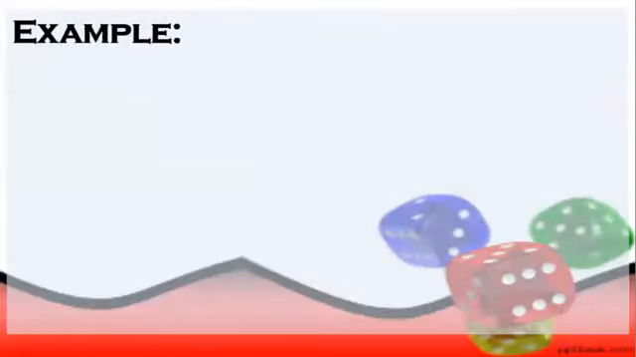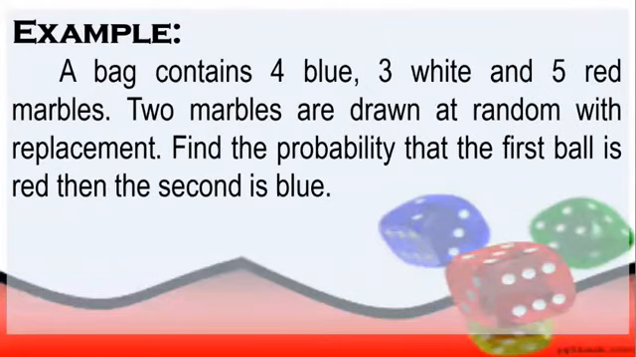Let's have for this example, a bag contains 4 blue marbles, 3 white marbles, and 5 red marbles. So 2 marbles are drawn at random with replacement. So ibig sabihin po, pagkabunot po ng isang marble, ibabalik po ulit yung marble na nabunot na yon. So, we can say that this problem is an independent event since hindi po maapektuhan yung susunod na event kasi po ibinabalik yung marble. So, for this problem, we are going to find the probability that the first ball is red, then the second marble is blue.